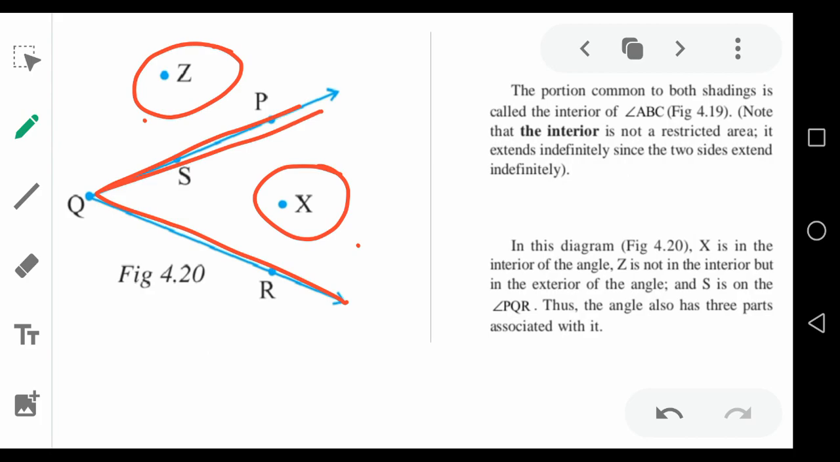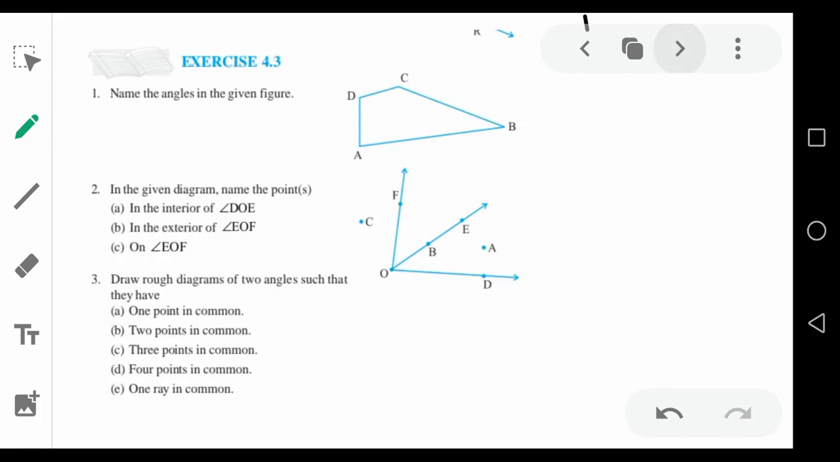So this is how we have to understand what is interior, exterior, and on the angle. Now coming to exercise 4.3, name the angles in the given figure. This you have to do by yourself. One angle I will name for you. Here the ray is not there, only lines, but anyway you can see an angle. If two lines are like this, you can see one angle.